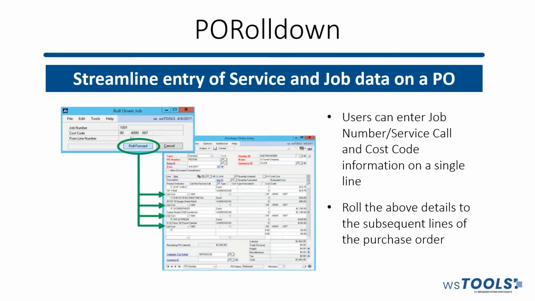Next up is the feature we call PO Rolldown. For those of you that might use the copy feature, so if you have jobs or service calls where you're sending out the same thing, you're ordering the same materials and you're dropping them to a service call or job location, what you can do is use the copy functionality within purchase order and then use PO Rolldown on top of that, where you would put the service call information on line 1, come in and choose to roll down your information, and it'll automatically put it on the additional lines for you, so you don't have to manually type that in. So definitely, if you have purchase orders with a lot of lines, this will come in handy.